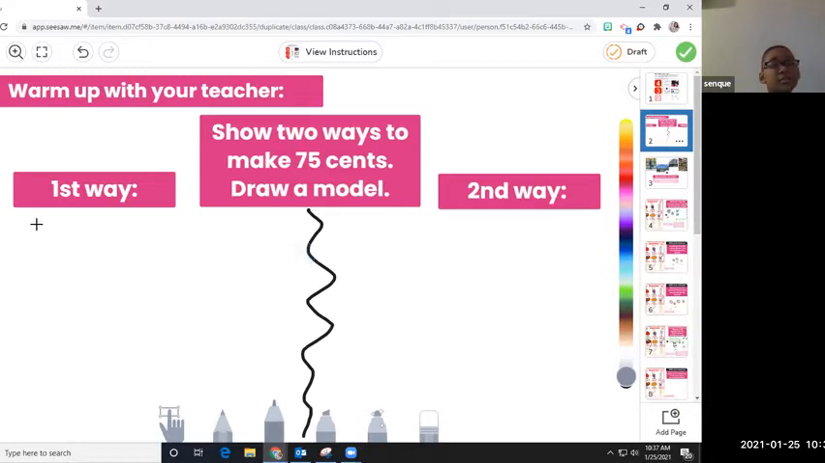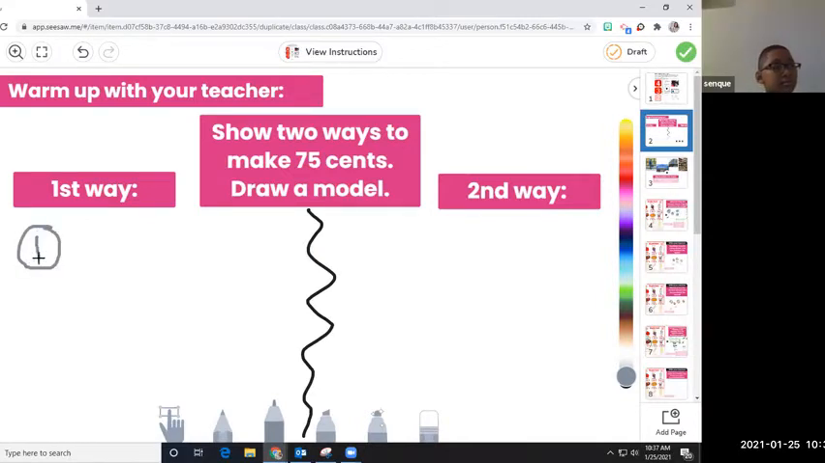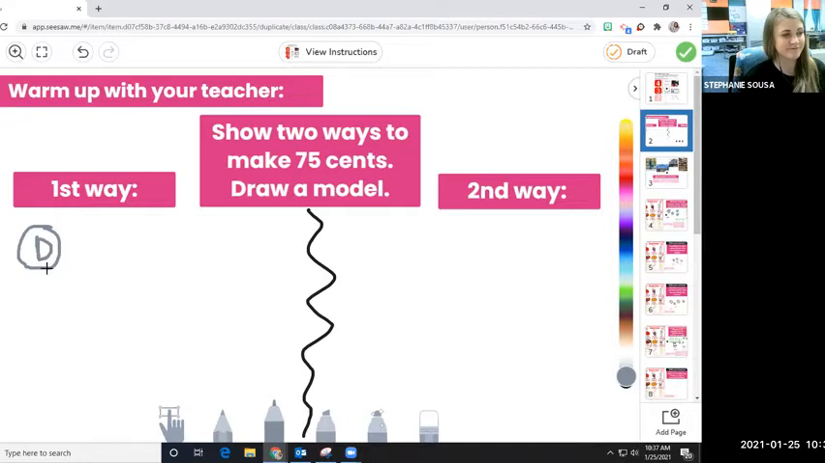A 10 coin. 10 cent. Which is called a dime. A dime. Yes, we call that a dime. All right, we got 10 cents. We got to get to 75 cents. Who's going to add a coin? Oscar, what coin can I add?